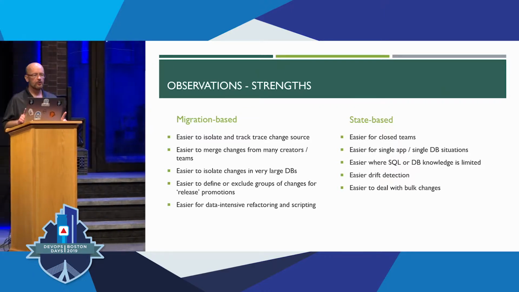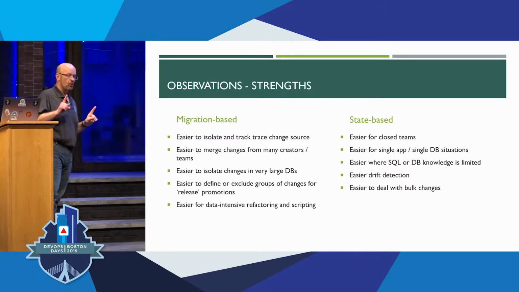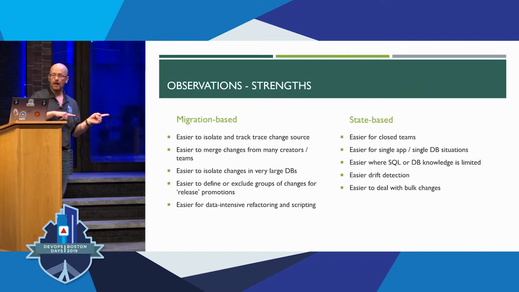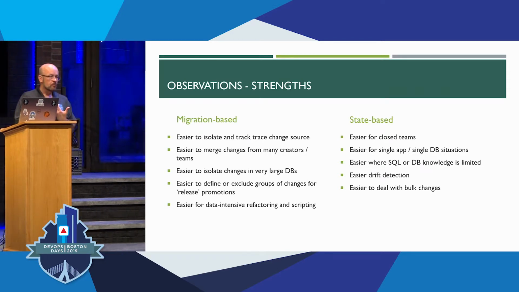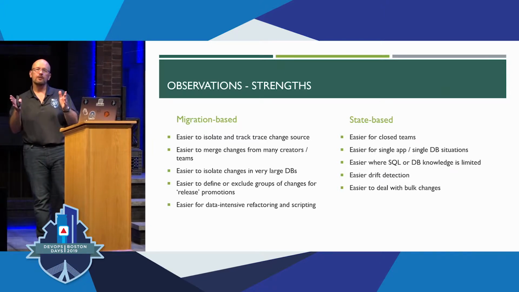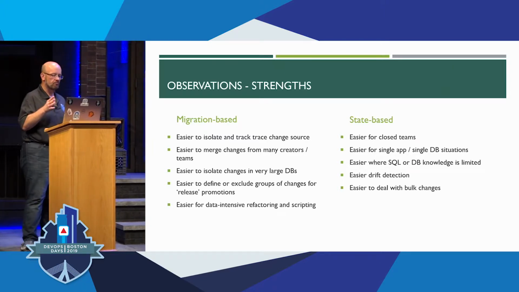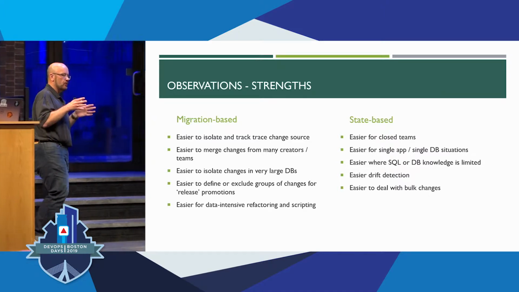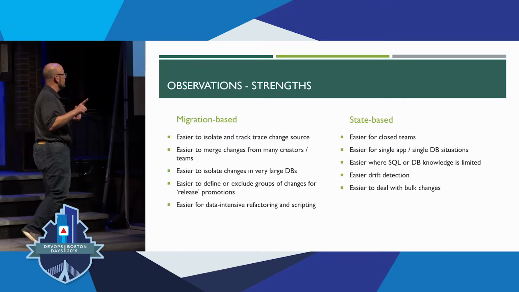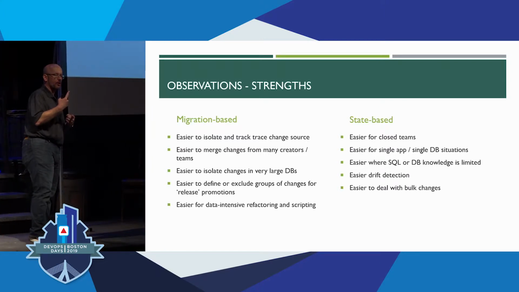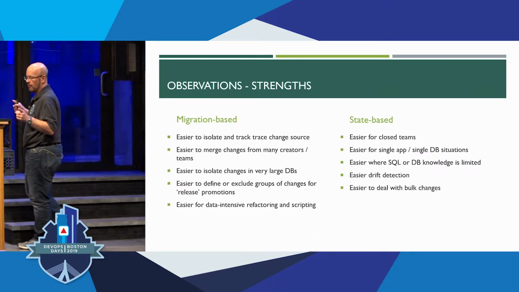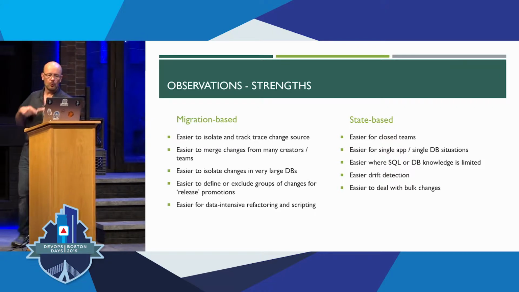Now, in a migration-based approach, because it's as code, we have a lot of existing doctrine for how we manage and track code. We know who wrote it. We know who checked it in. We know how to merge the code from multiple creators. I can isolate my changes very easily in a large database. I can group my changes very easily so I know what's a release, what's in the release, and what's moving forward. And if I have a bunch of data refactoring going on in there, it just plugs right in. Pretty cool. Now, state-based, on the other hand, is really good when it comes to closed teams.